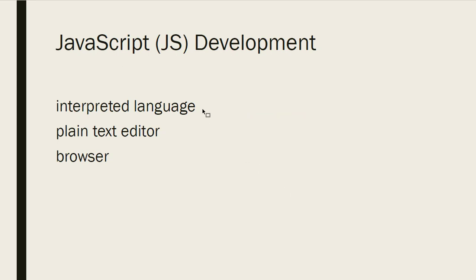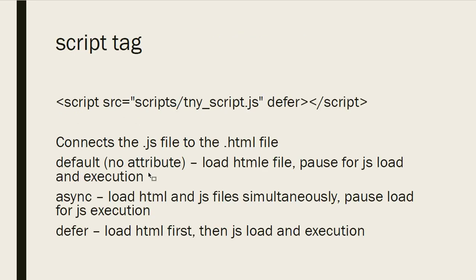JavaScript is an interpreted language, right? So it's translated and executed one line at a time. We don't need a compiler. We do need a plain text editor and browser, but we're very comfortable with using those, so we're already set up for that. To connect a JavaScript file with an HTML file, we use the script tag and the source attribute. And then we talked about the difference between having the async, defer, or no attribute to identify how the page loads.